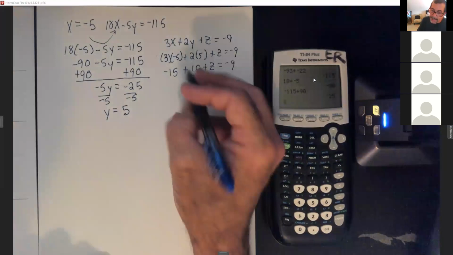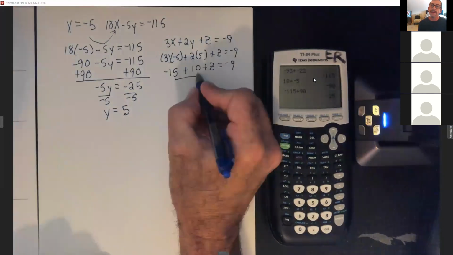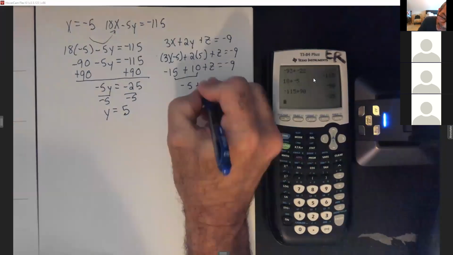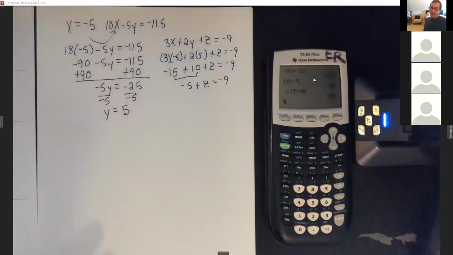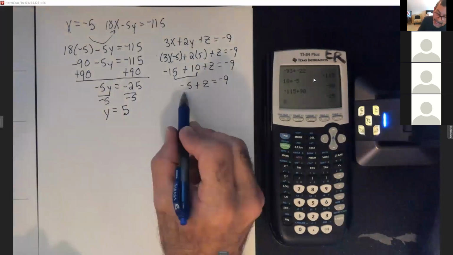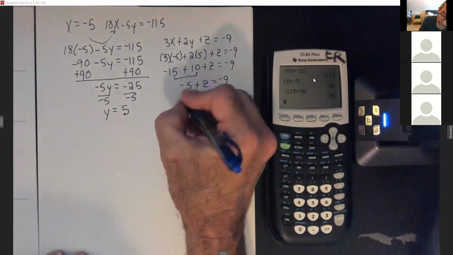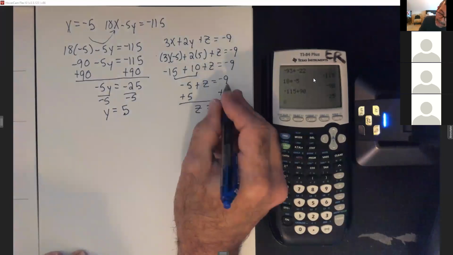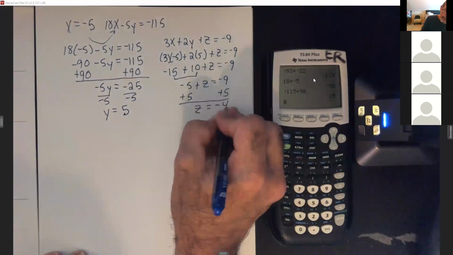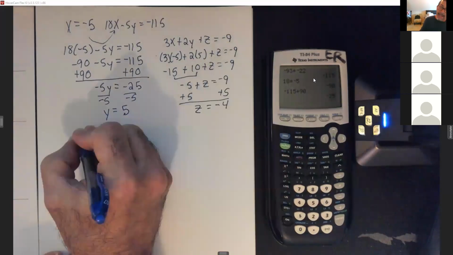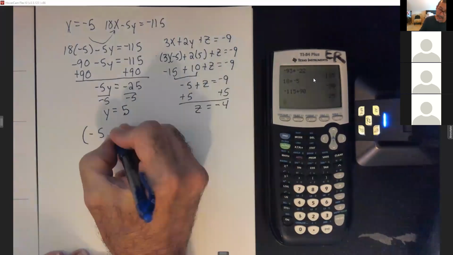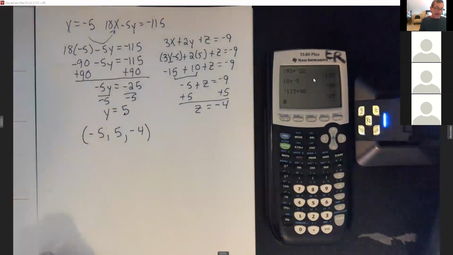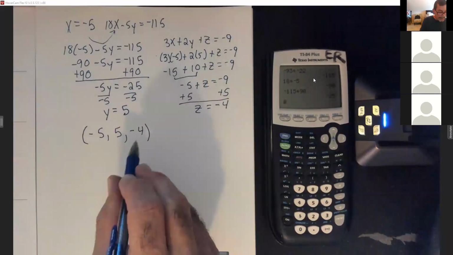All right, next I'll probably add those like terms. So -15 and 10 give me a -5 plus z equals -9. And y'all, the last move on this equation is to add 5 to both sides. And I get z equals -9 and 5 is what? A -4. So my answer would be -5 for the x, 5 for the y, -4 for the z. So remember, put them in your alphabetical order when you're putting them in there, okay?